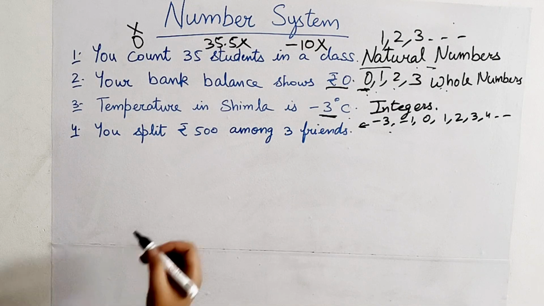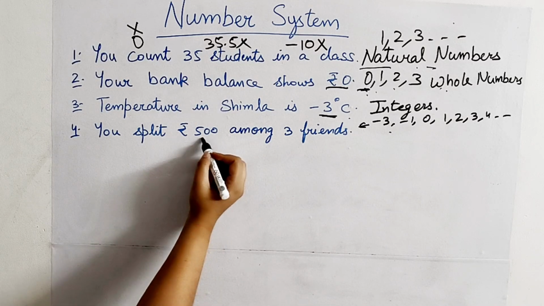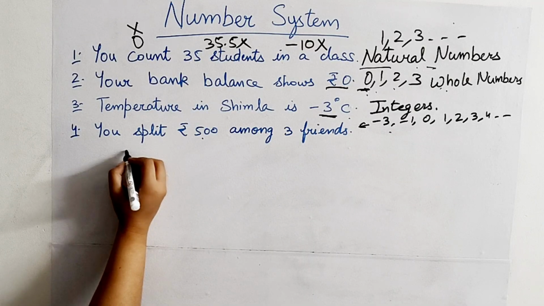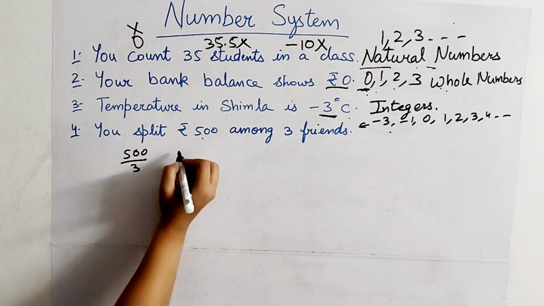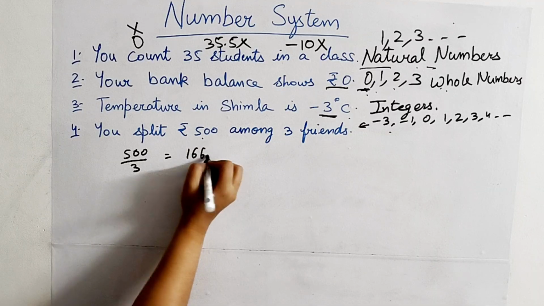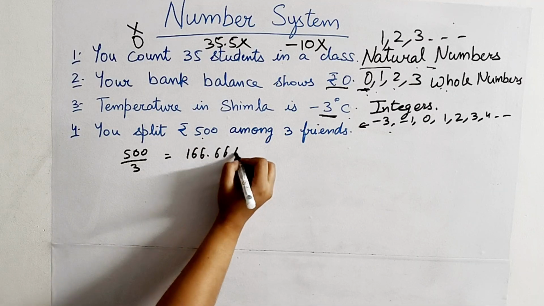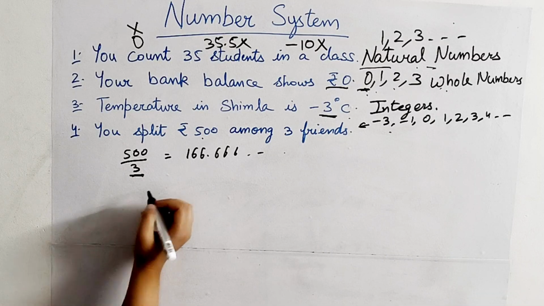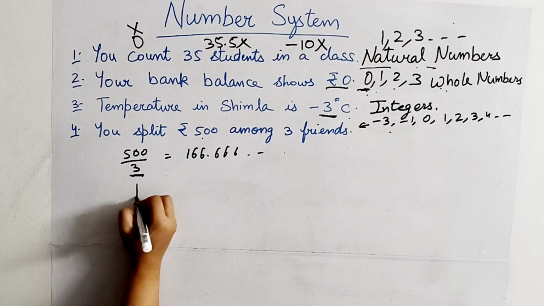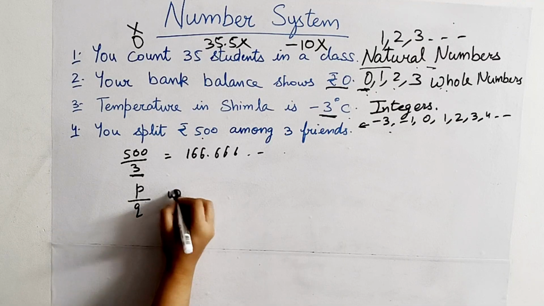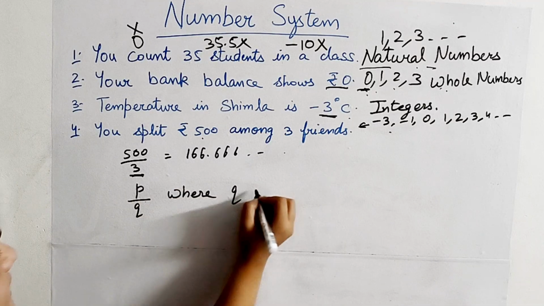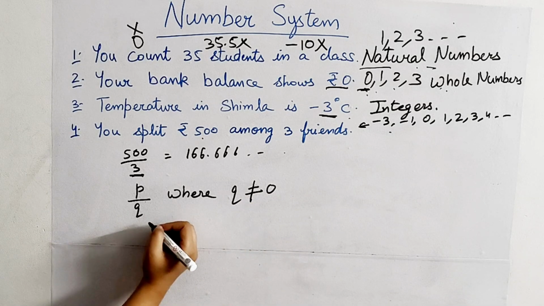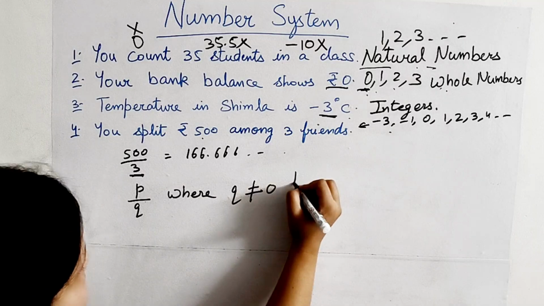Now situation 4. Rupees 500 divided among 3 friends. So each friend gets 500 upon 3, which is equal to 166.666. So here we are using fractions. Any number which can be written in the form of P upon Q where Q is not equal to 0, that means the denominator should not be 0, is called a rational number.